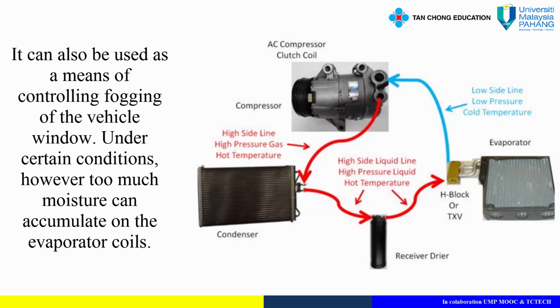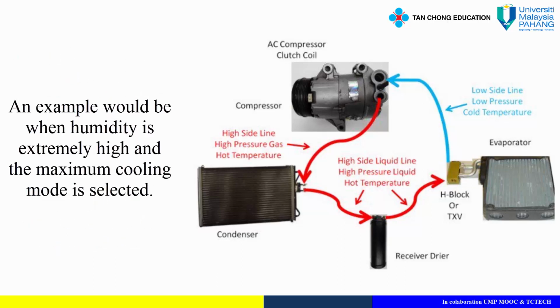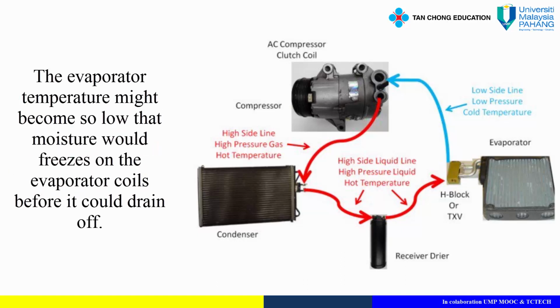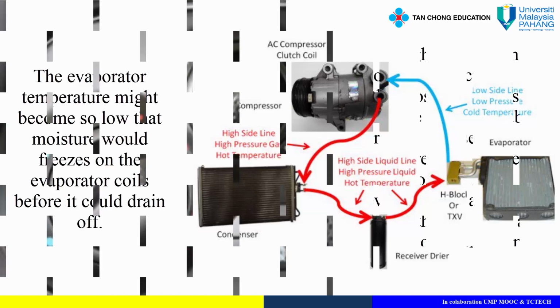Under certain conditions, however, too much moisture can accumulate on the evaporator coils. An example would be when humidity is extremely high and the maximum cooling mode is selected. The evaporator temperature might become so low that moisture would freeze on the evaporator coils before it could drain off.